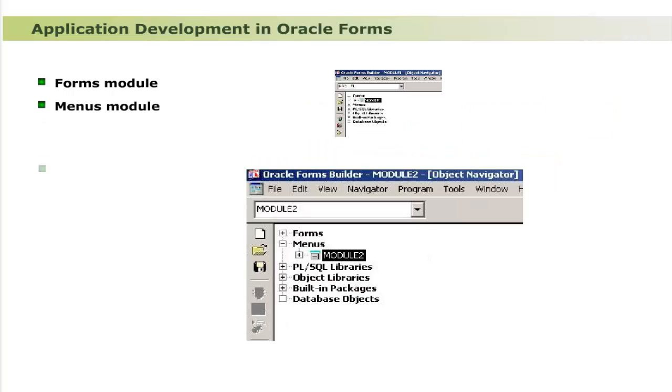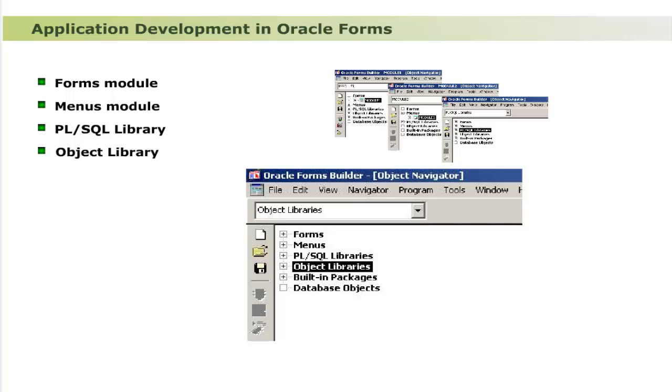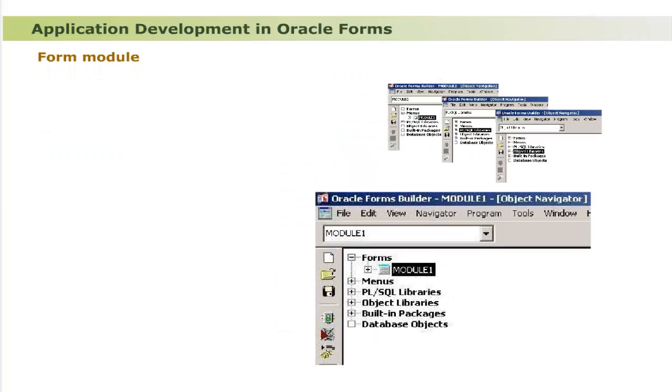Application development in Oracle Forms. Any application being developed using Oracle Form contains a combination of these components: Form Module, Menu Module, PL SQL Library, and Object Library. The Form Module is simply a collection of objects such as windows, blocks, canvas items, and event-based PL SQL code blocks called triggers.